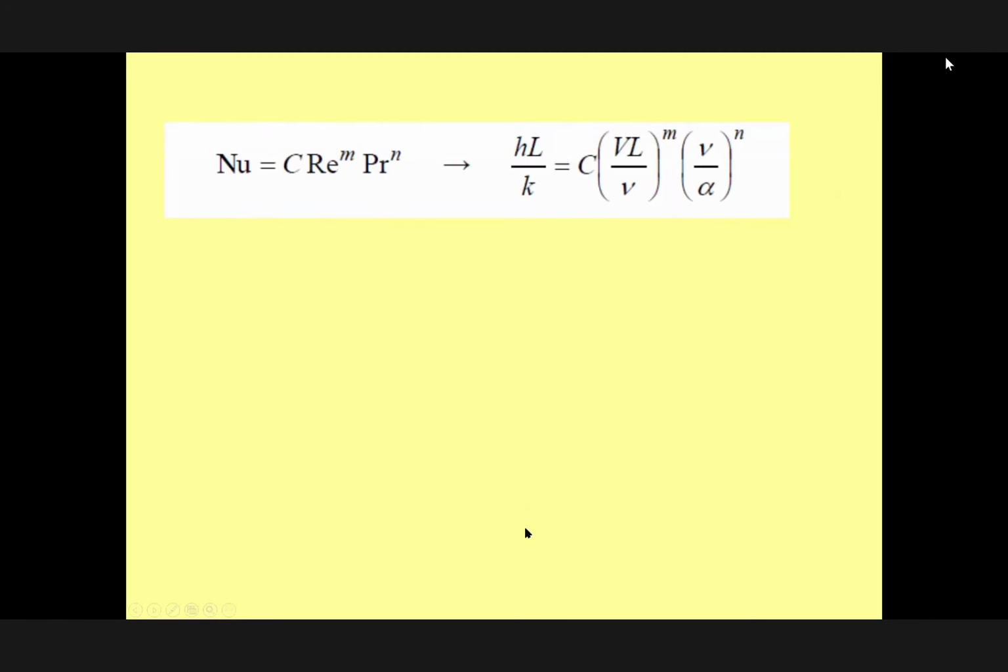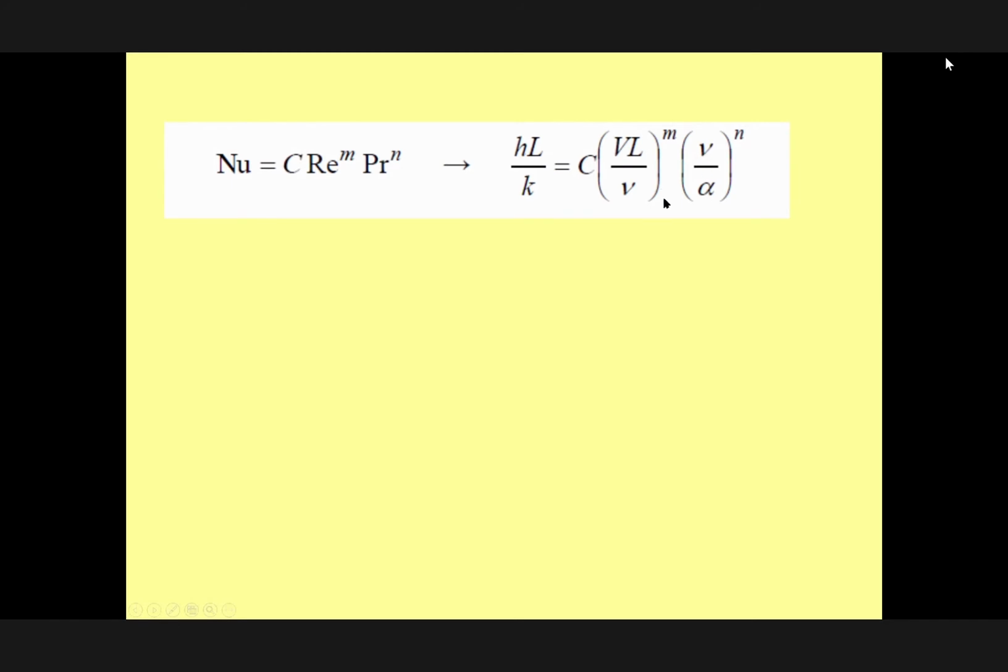This is the general equation that we have. The Nusselt number is equal to coefficient C, Reynolds number to the power M, and Prandtl number to the power N. As I mentioned, I'm going to replace those definitions with the terms that we know. That way we can simplify the equation. Therefore, I have the Nusselt number hL over k. I have the Reynolds number, velocity times characteristic length. Again, if we are talking about the plate, the characteristic length is the length. And here is the kinematic viscosity, and here the kinematic viscosity and so on.